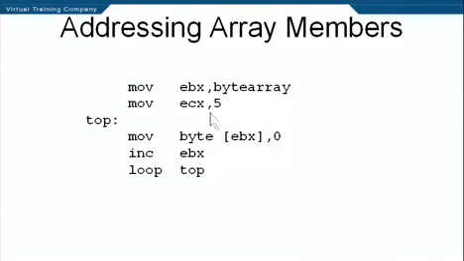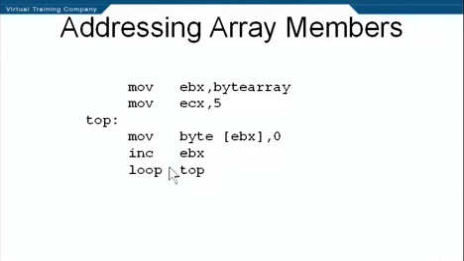The address of the base array is loaded into the EBX register. Then the size of the array, in this example the array has 5 members, is copied into the ECX register to be used as a loop counter. The instruction that sets the current element to 0 needs to be specified as being 1 byte in length because the assembler has no other way of knowing the size of an array element.